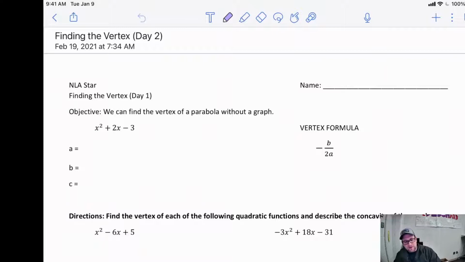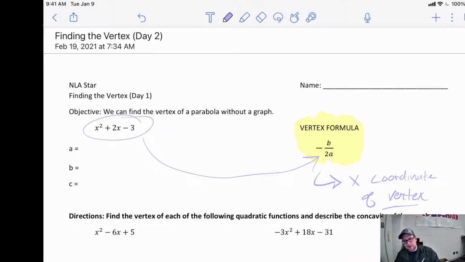So remember, to find the vertex, we take advantage of this special formula over here. We call it the vertex formula. What this formula tells us is the x-coordinate of the vertex. Our general rule of thumb is we take our A, B, and C from here and plug them in. As soon as we do that, this formula is going to spit out a number. That number is going to be the first number in your vertex.